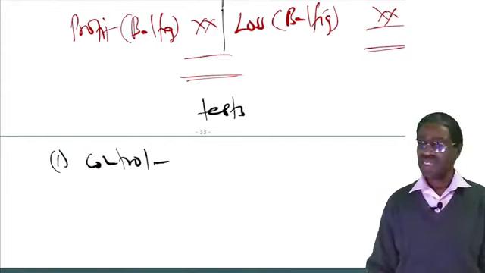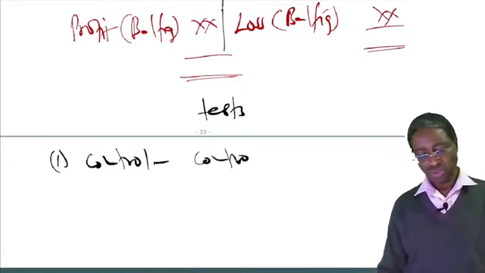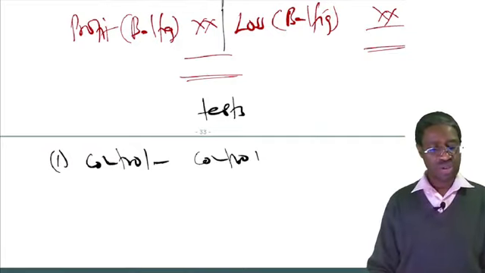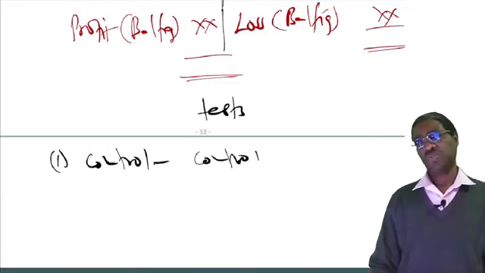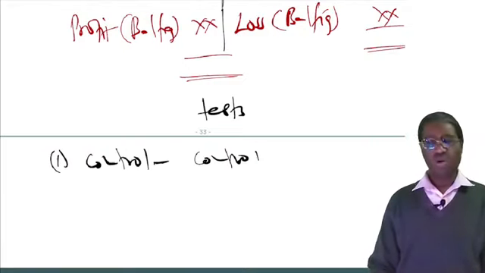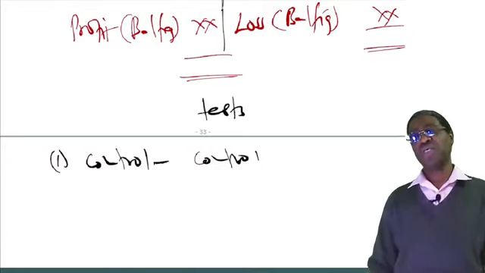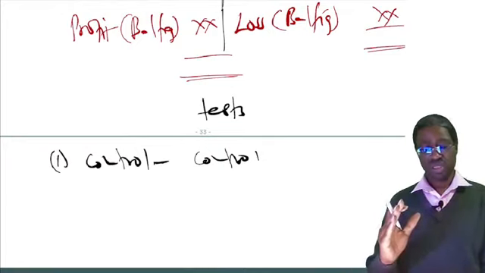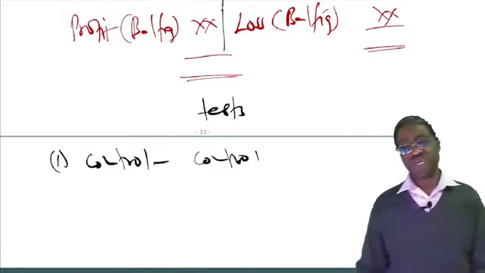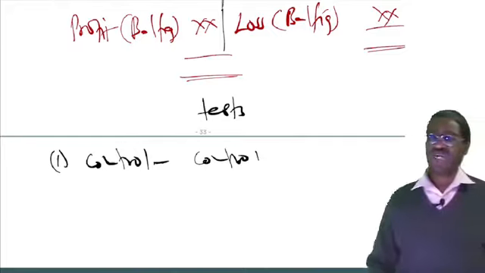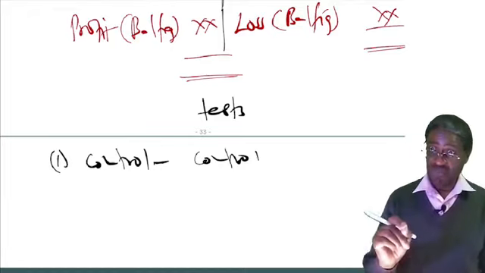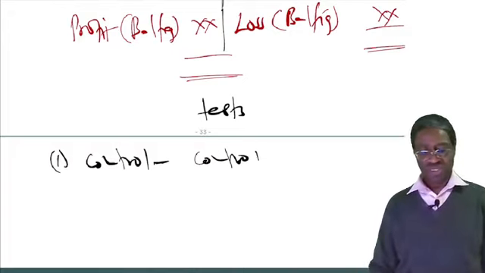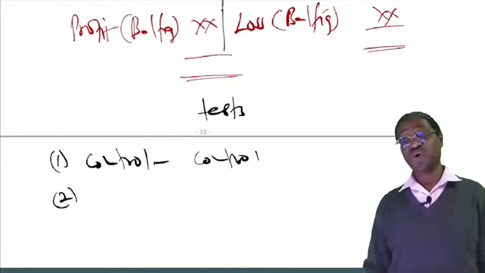Then you say this: the enterprise must control the ownership, i.e., the enterprise should have ownership or right of control.